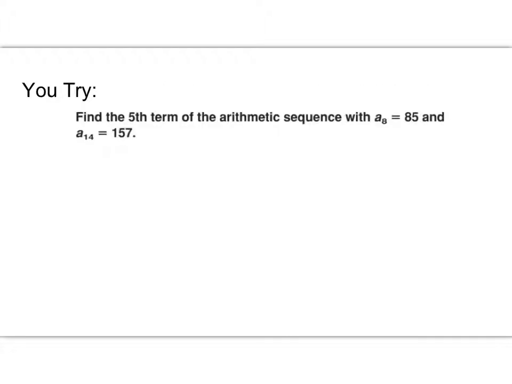All right, here's one for you to try. This is tricky. So turn this off, think about it for a minute, give it a try anyways, and when you're ready, turn this on and we'll go over it.